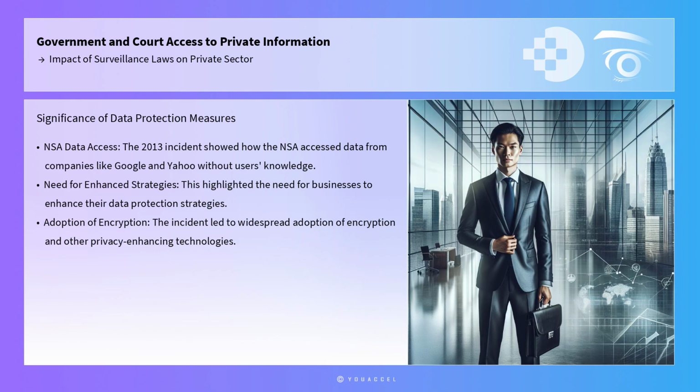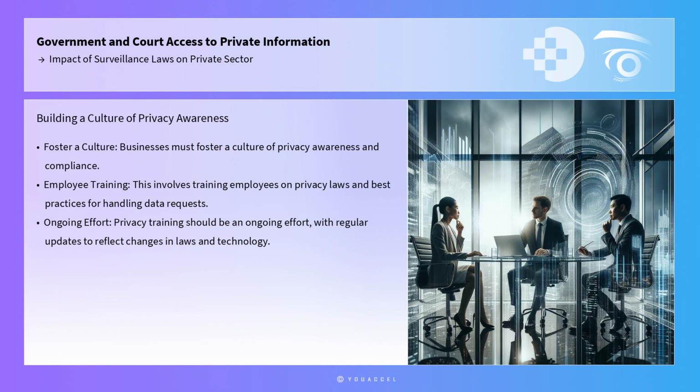A case study illustrating the importance of robust data protection measures is the 2013 incident involving the U.S. National Security Agency and major technology companies. Revelations by Edward Snowden highlighted how the NSA had accessed data from companies such as Google and Yahoo without users' knowledge. This incident underscored the need for businesses to enhance their data protection strategies, leading to widespread adoption of encryption and other privacy-enhancing technologies.